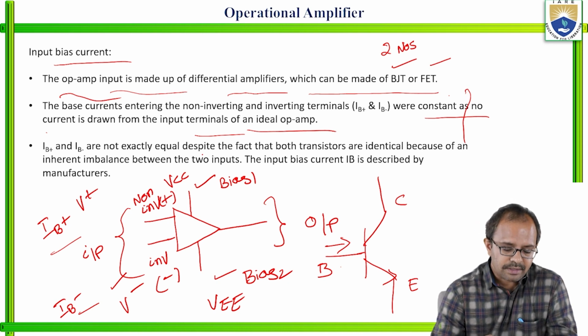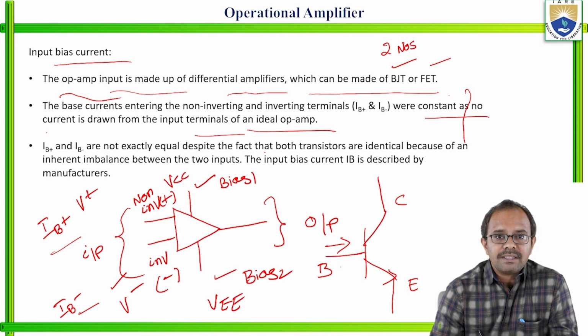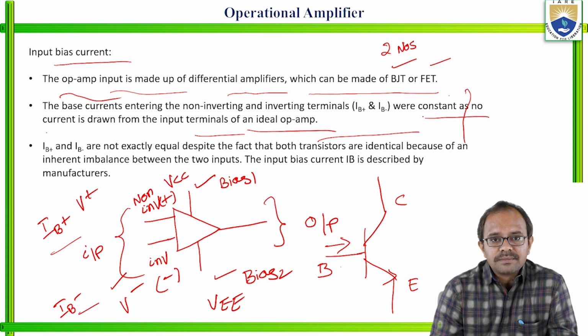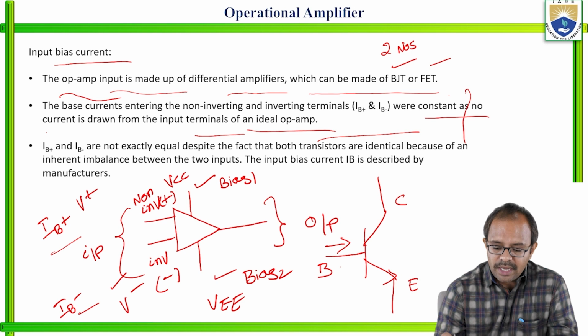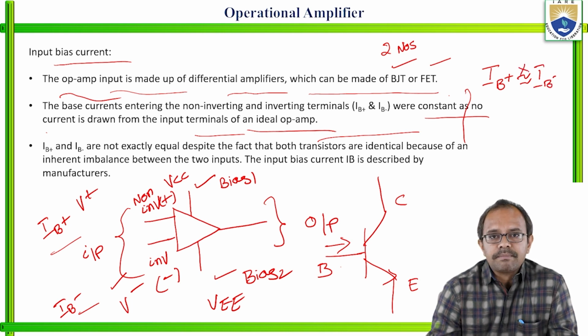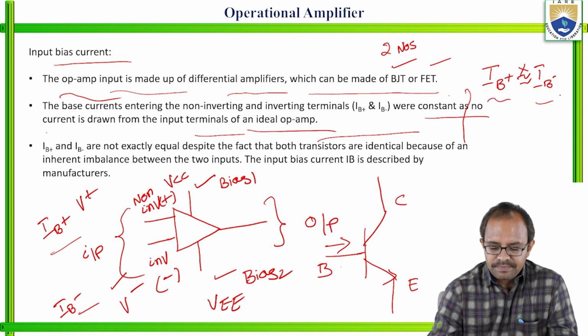And do you think IB plus and IB minus are exactly the same? May not be. They are not exactly equal, despite the fact that both transistors are ideal, symmetrical, and sincerely the same. However, the currents IB plus and IB minus may not be the same. Even though you design with two identical transistors, these two current components may not be the same, right? Why? What is the reason?